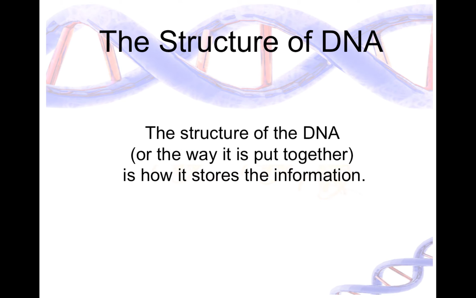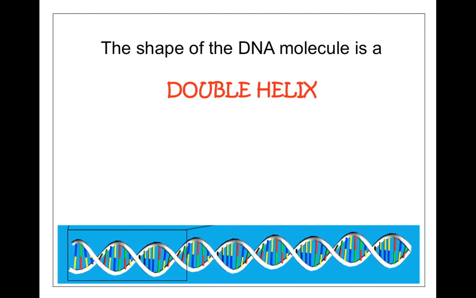Now, it is the structure, or the way that the DNA is put together, that is how it stores the information that it gives for producing life. It does that initially through the shape of the DNA molecule. The DNA molecule is made up of a double helix, kind of a spiral, two spirals spiraling around themselves.